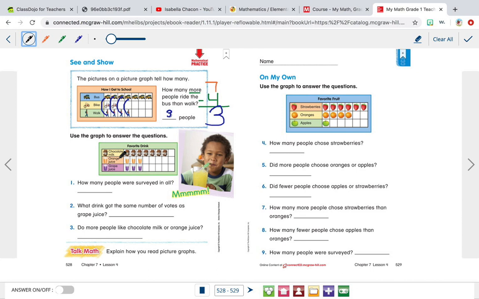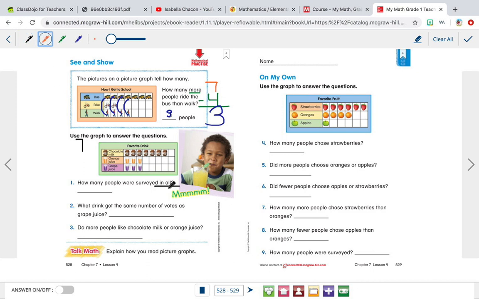So the first question says, how many people were surveyed in all? In all means we're going to add. So let's add, but in order to add, we have to count each individual one. So we're going to count the chocolate milk first. So 1, 2, 3, 4, 5, 6, 7. So there's 7 chocolate milk.